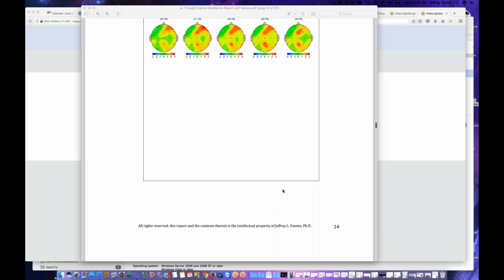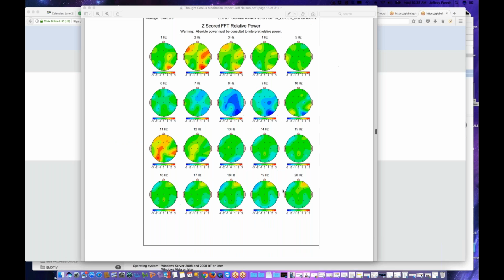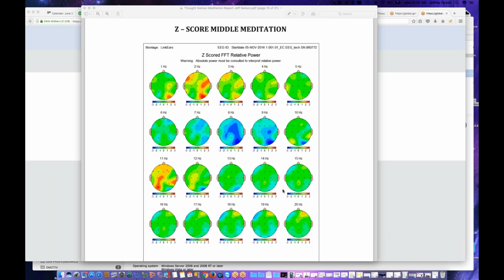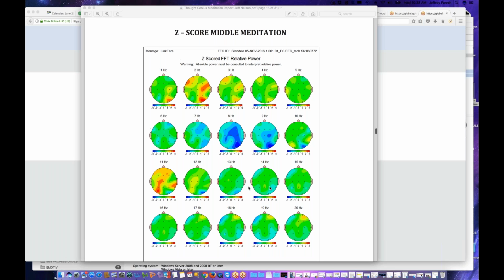So let's go to the middle of your meditation. We see the same markers where this is how you get into your meditation, the gateway from your subconscious, being present in the moment. Down here, using 11 hertz, a little bit at 12, to bring that information into your conscious awareness.